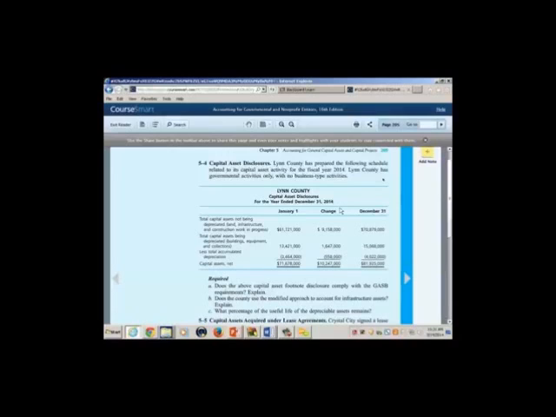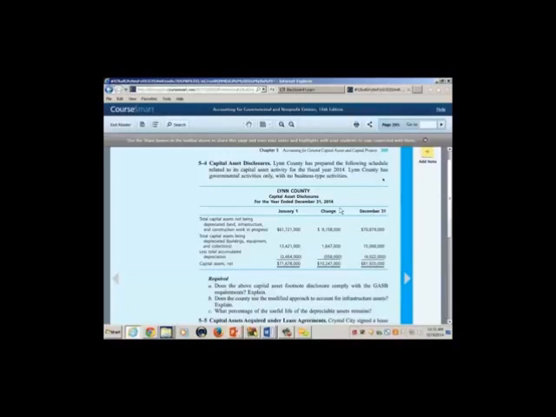Now, tell me one thing. Does the county use the modified approach to account for infrastructure assets? Do they use the modified approach or they don't? Yes, they do, because it said capital assets not being depreciated, and infrastructure is shown as part of that. Is everybody with me? Okay. Maybe it's early in the morning, but I need some more energy from you guys.